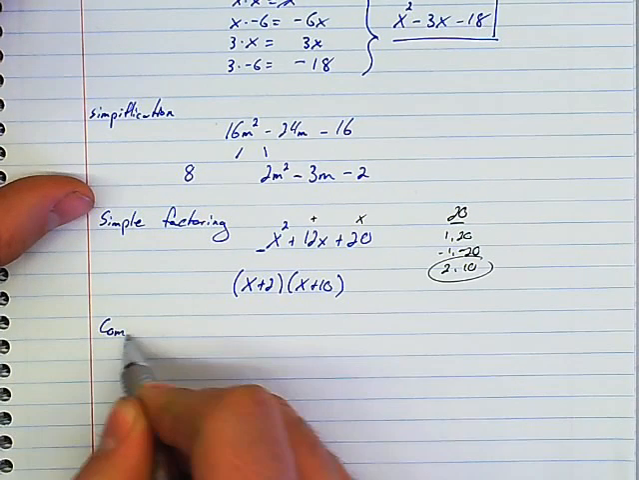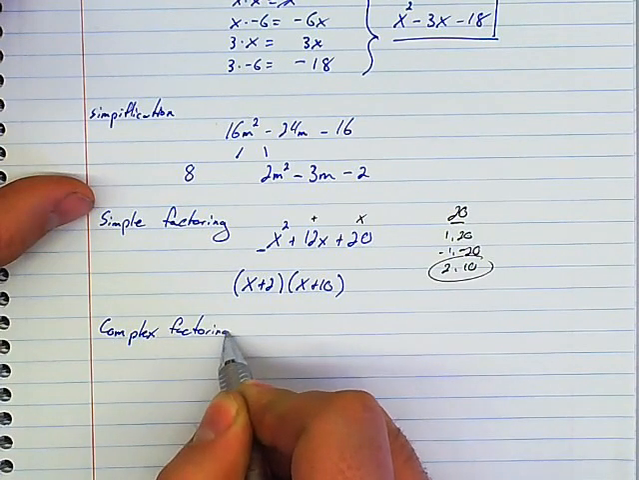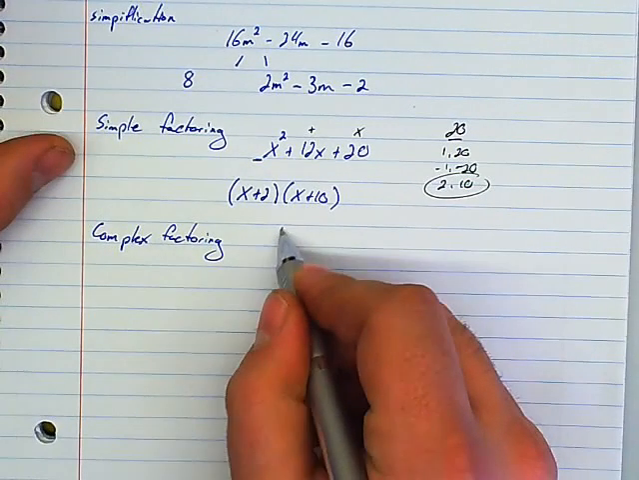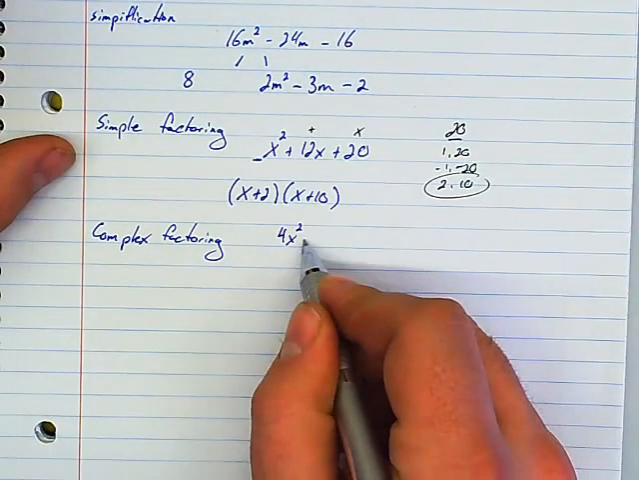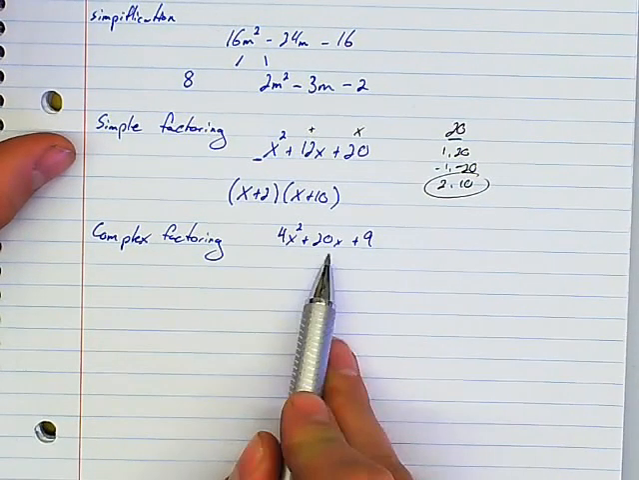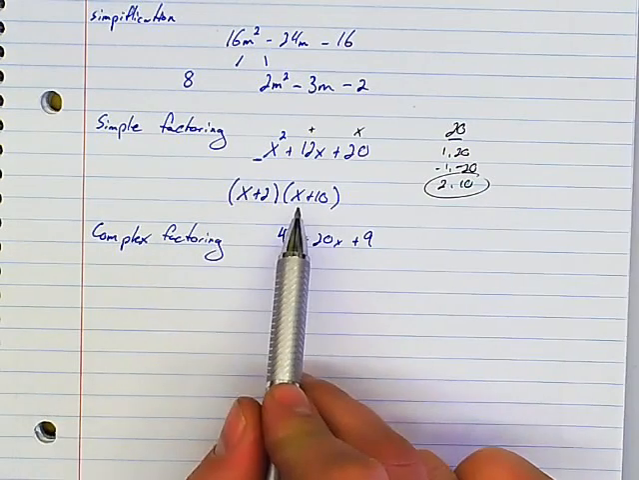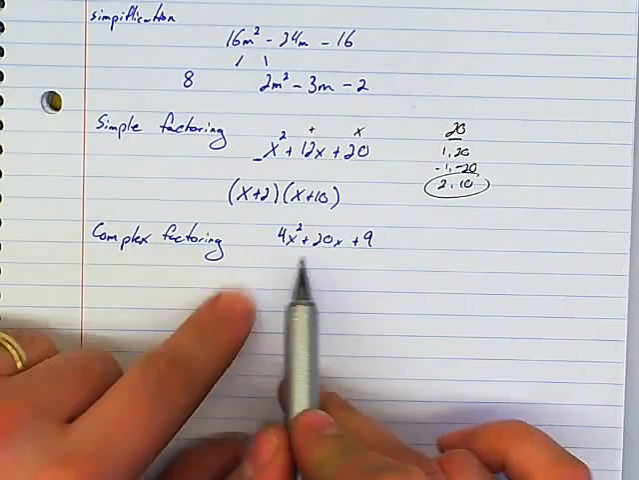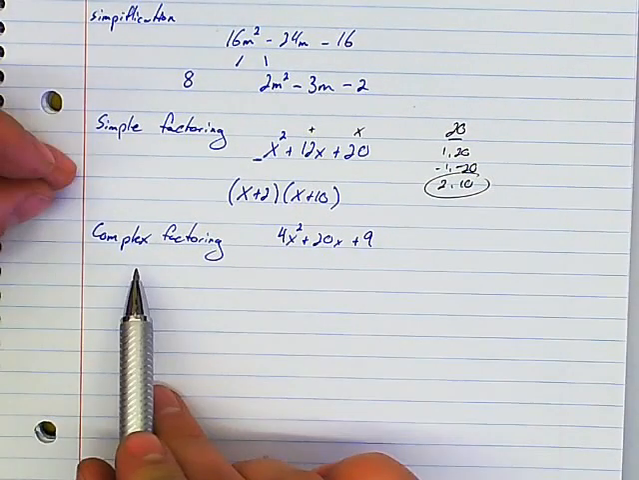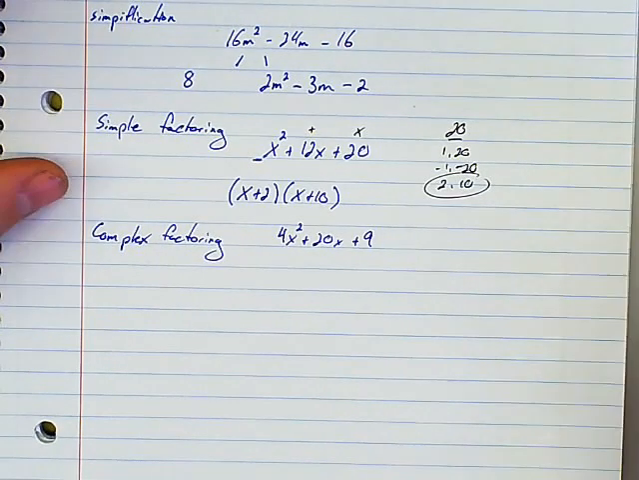When it comes to complex factoring, there's just more steps involved. With complex factoring, you are going to have a term in front. Again, the first thing you always want to try to do is simplify and pull everything out, because if you can make this a simple trinomial, it makes your life a lot easier. It's much quicker. Unfortunately, with 4, 20, and 9, we can't pull anything out of that.